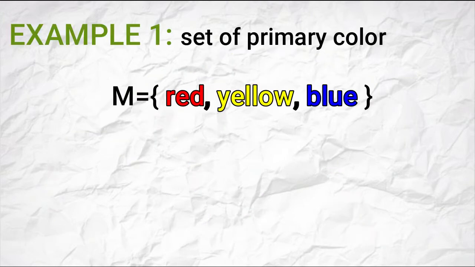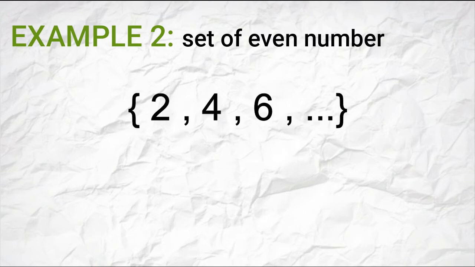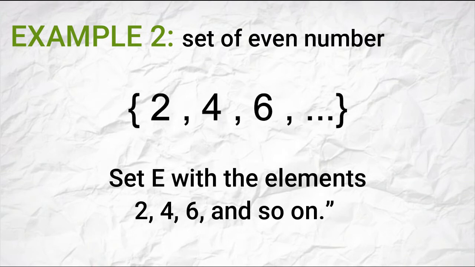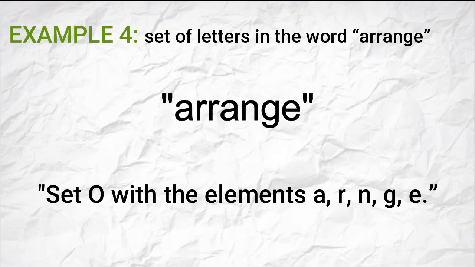Example 1 is a set of primary colors, or we can say set M has the elements red, yellow, and blue. Example 2 is a set of even numbers. Set E with the elements 2, 4, 6, and so on. Example 3 is the set of letters in the word arrange. Set O equals the elements A, R, N, G, E.